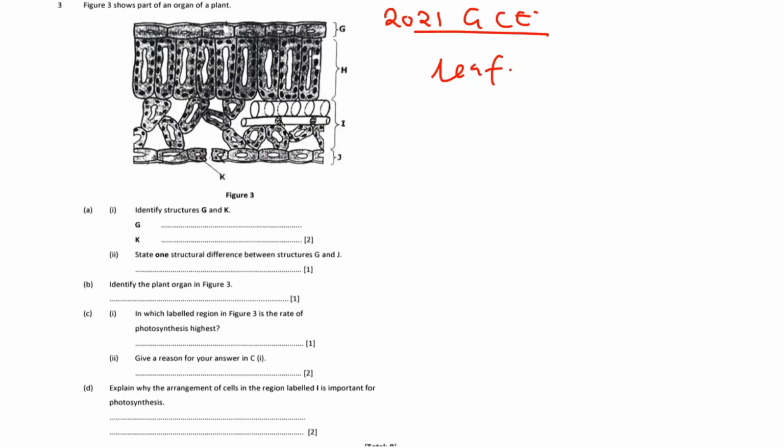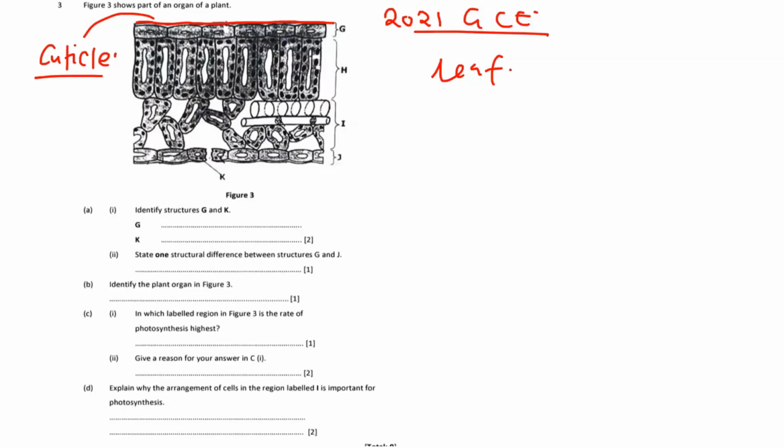Then now, what are the questions? A, Roman numeral 1, identify the structures G and K. So what are the structures G and K? It's very important here to look at it very carefully, because there's another structure here that is a thin layer on top there. This one I would label, it is called the cuticle. And it has a function. One of the functions is to prevent excessive loss of water from the leaf. And it is shiny. One thing to know.